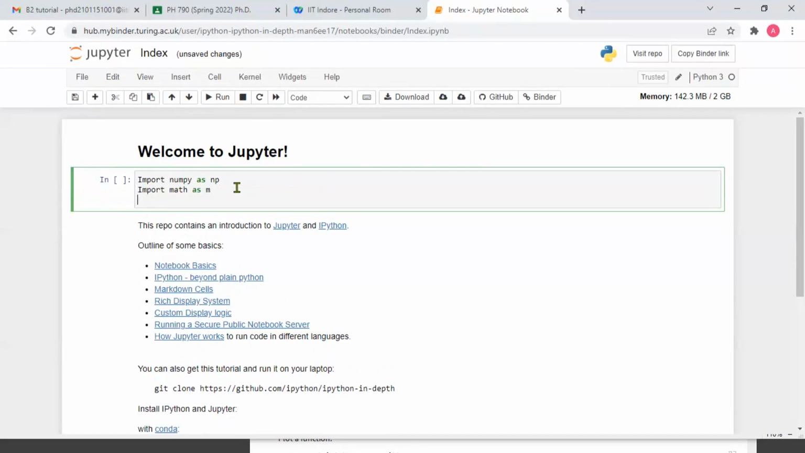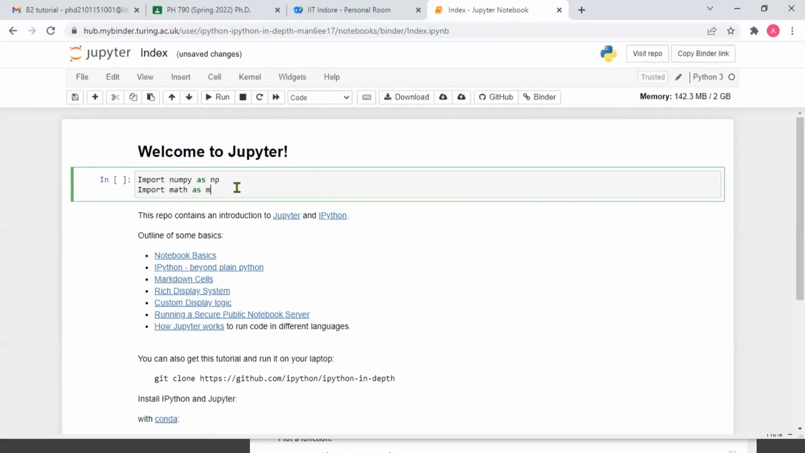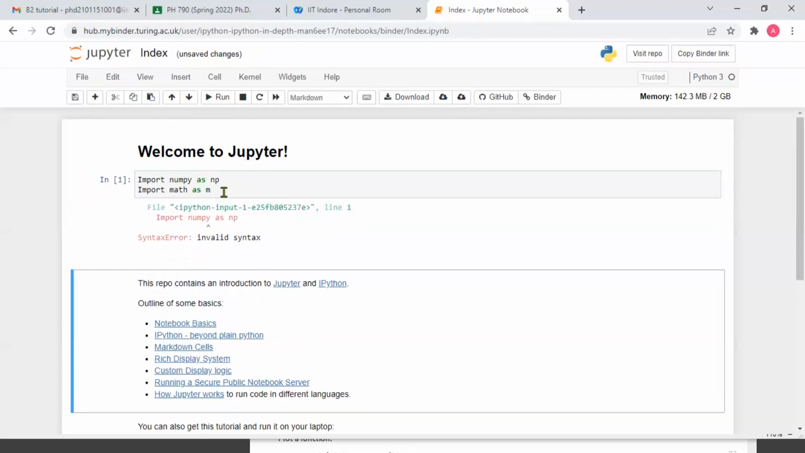Add a new line, go to the plus sign, and there you need to put x and y, the values. So should I shift enter or something? Yes, yes. Enter.